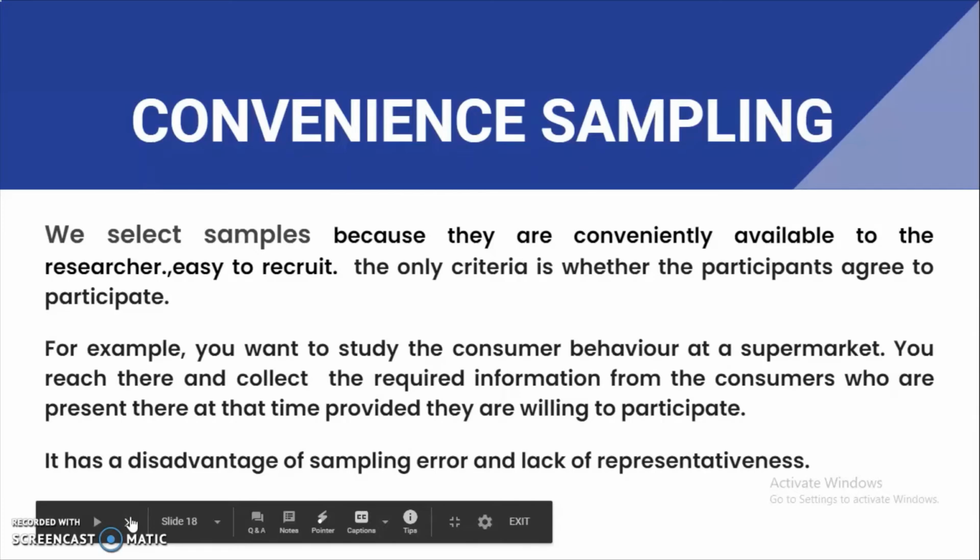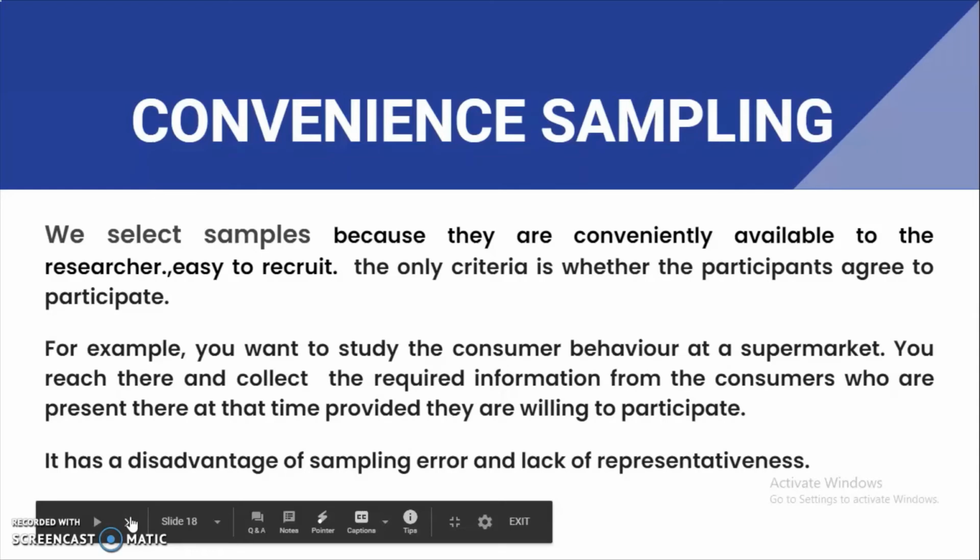So convenience samples, as the word says, are according to the convenience of the researcher. Whoever is willing, we just recruit them. Whoever is available, and if they are willing, we include them in the sample. So that is convenience sampling.